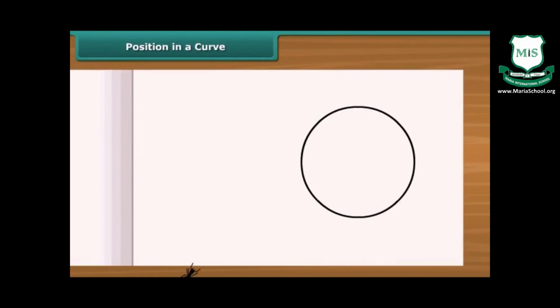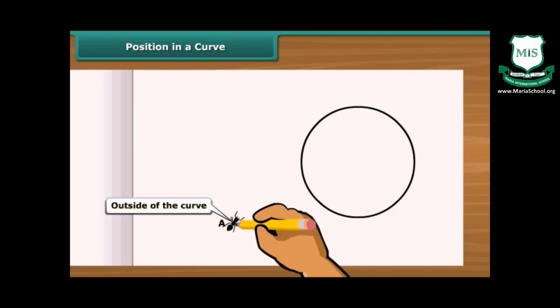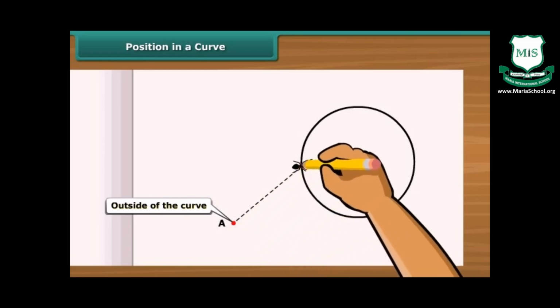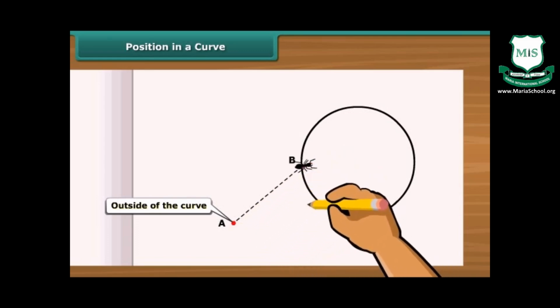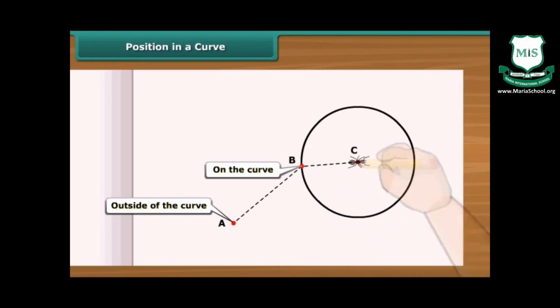Here you see a moving ant. With reference to a closed curve at position A, the ant is at the exterior or outside of the curve. At position B, it is on the boundary or on the curve. At position C, the ant is at the interior or inside of the curve.